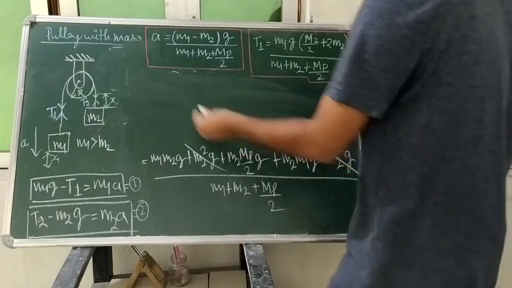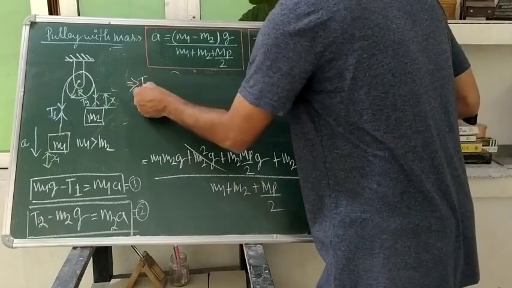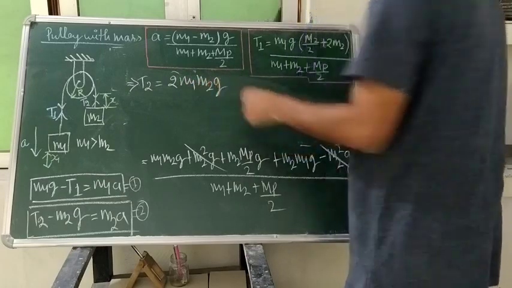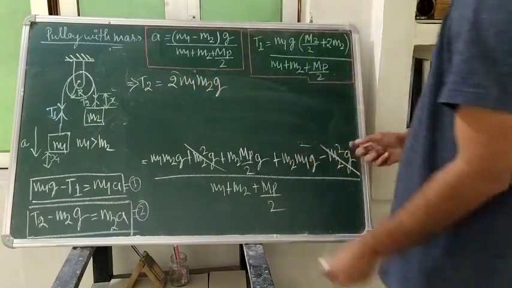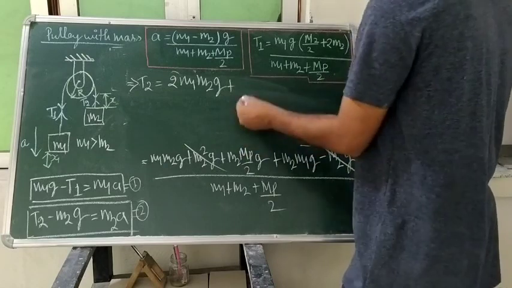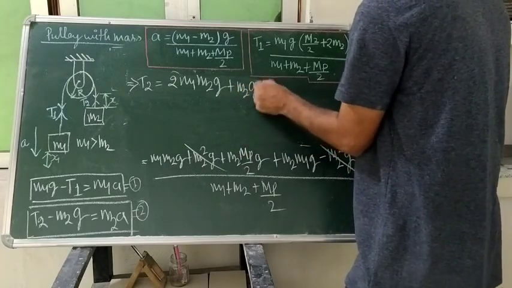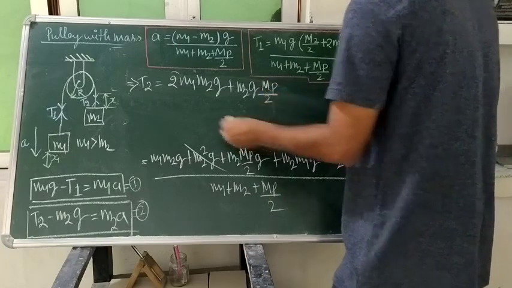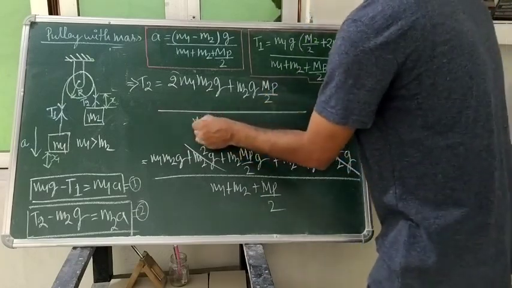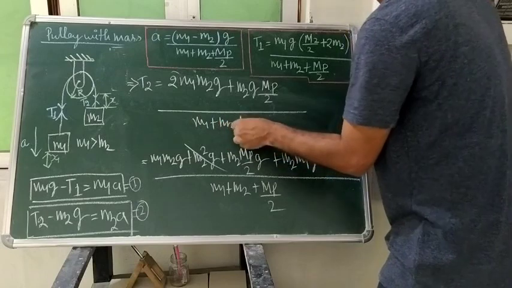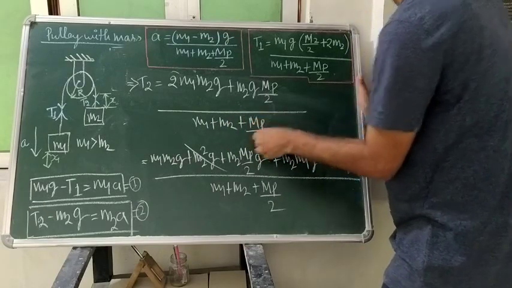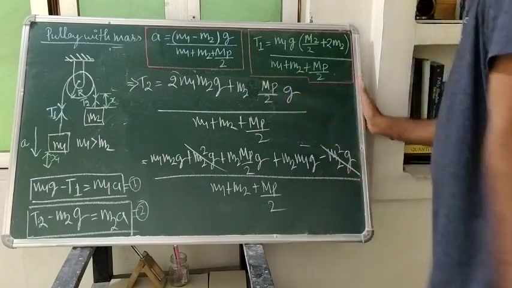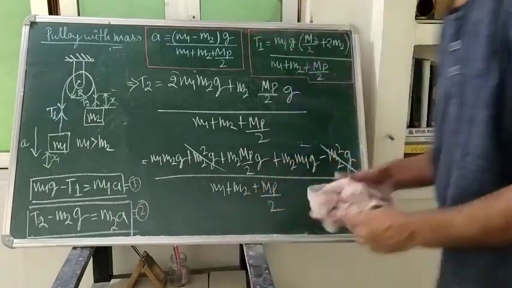I am rubbing this upside, so this our T2 will come out what? Twice of m1 m2 g plus m2 g times mass of that pulley divided by 2, divided by what, student? m1 plus m2 plus mp divided by 2. It's better to write masses in the same way. Okay, now I am rubbing this as well.